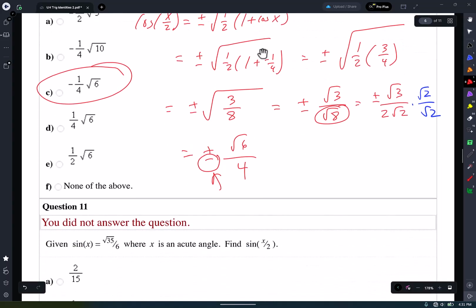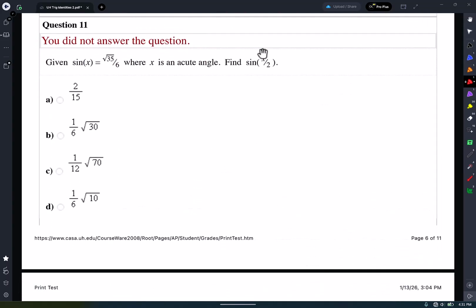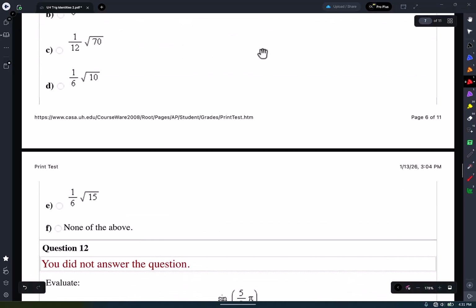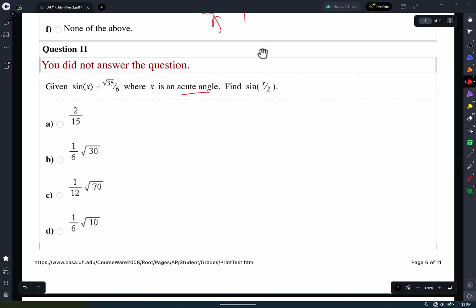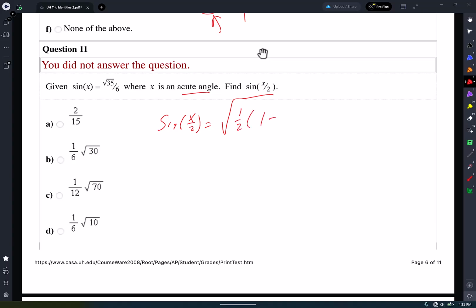Good. Don't worry, we're almost done. Sine half x. So here we go. It's an acute angle, so delete anything that has negative, then none of them are negative. So here we go. I'm going to write sine of x over 2 equals square root of 1/2 times 1 minus cosine x.